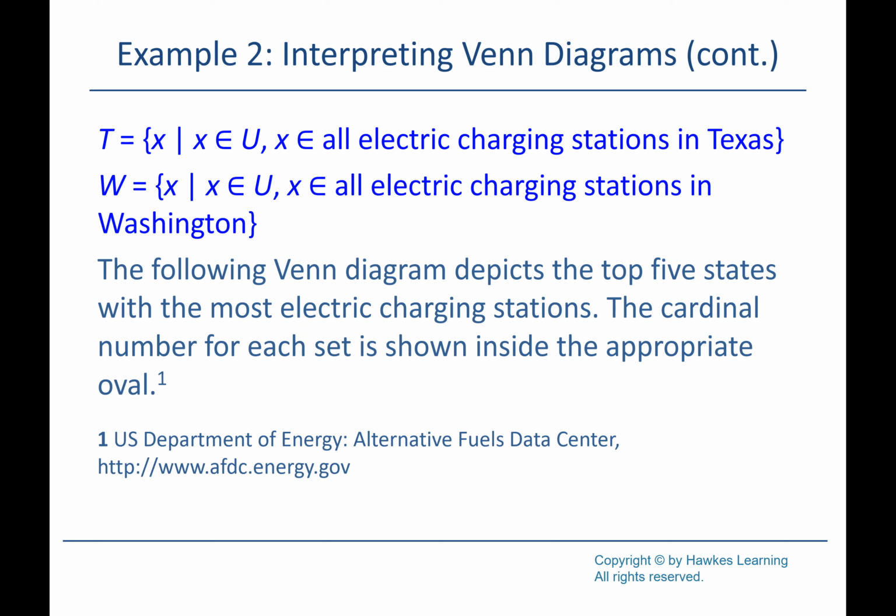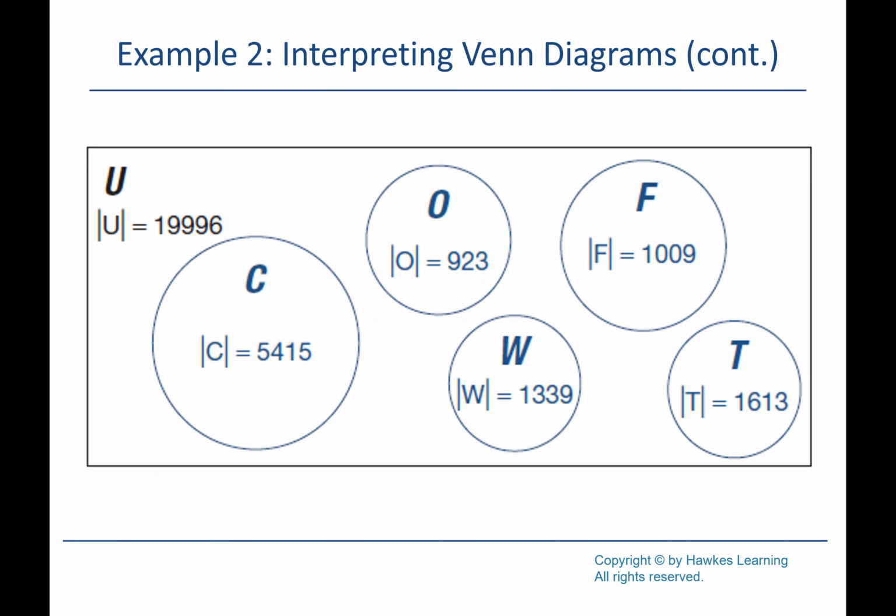And then we're going to look at a Venn diagram. And on this Venn diagram, there's so many elements. Instead of listing out each element, what they do is they give us the cardinal number for each set. So it tells us how many charging stations are in each one. Okay, so that's a little bit different. Gives us the cardinal number. And we've got a few questions to answer for this one.